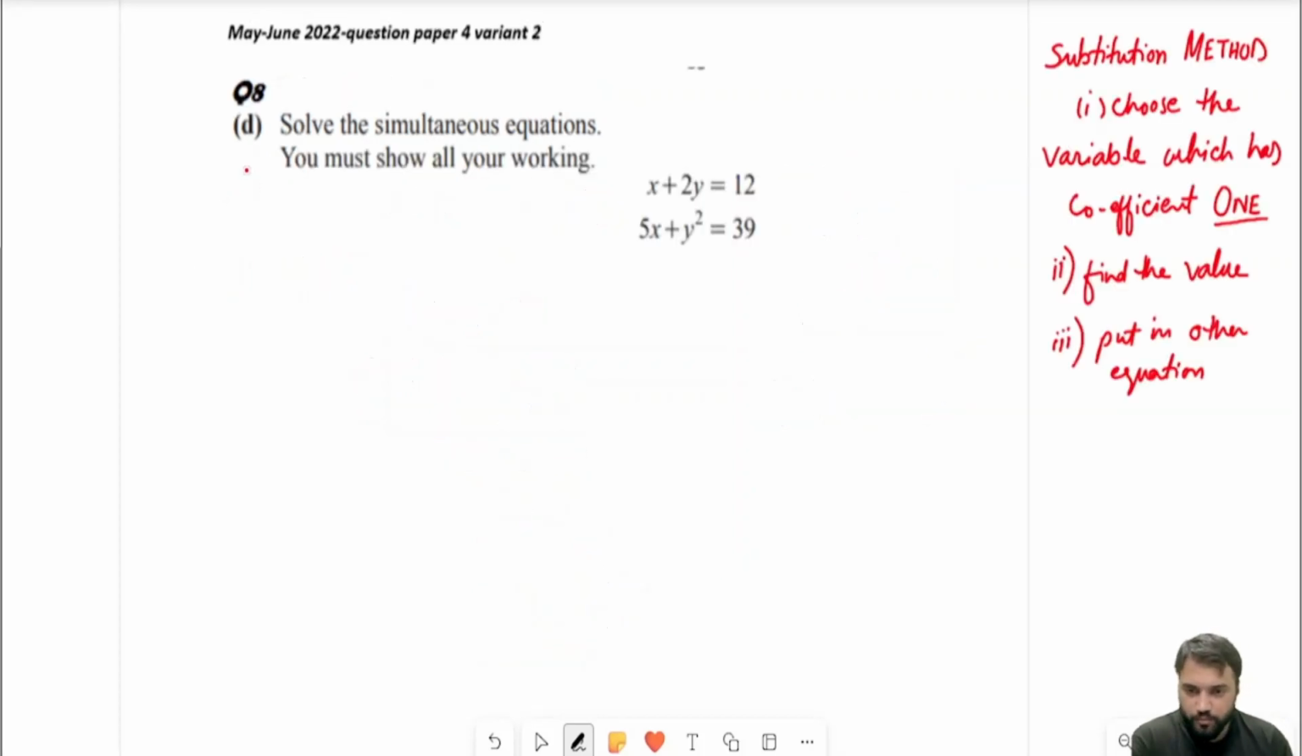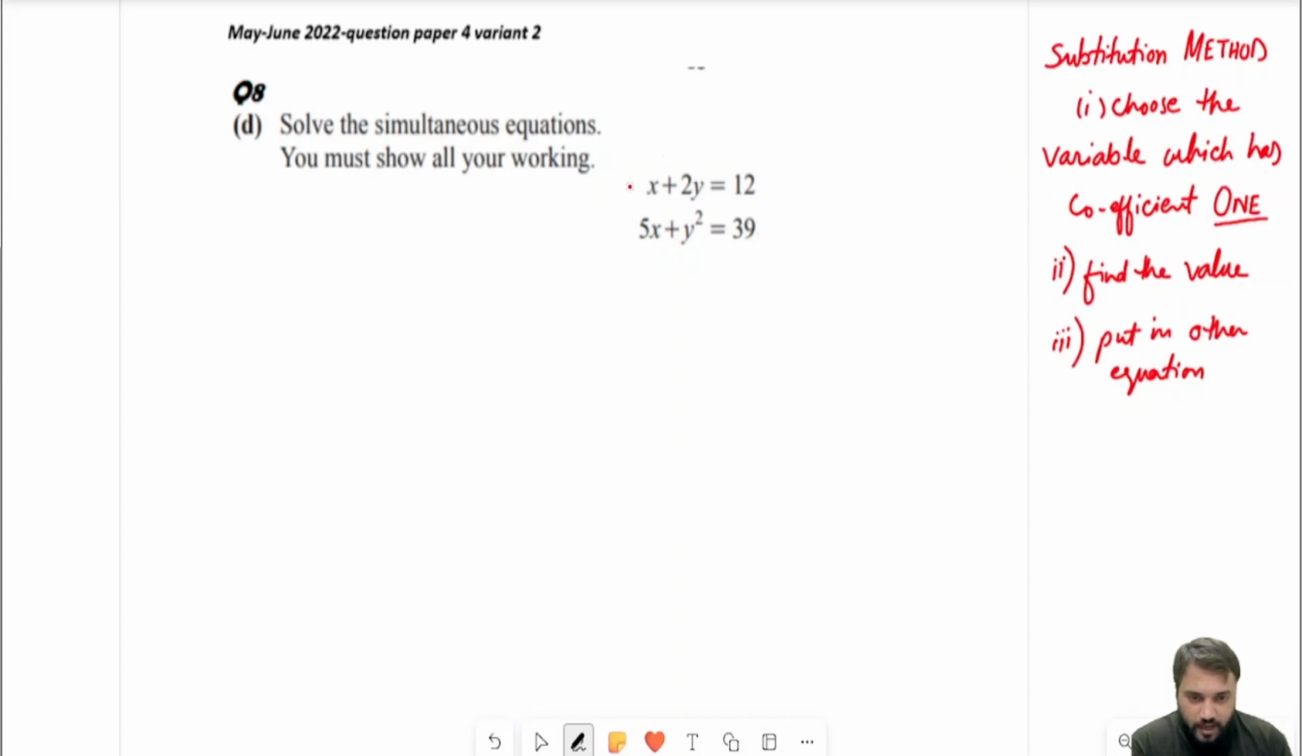Now we are moving toward non-linear simultaneous equations. Question 8, solve the simultaneous equations. You must show all your working. Again, it appeared in the 2022 question paper 4 variant 2. The question is x + 2y = 12, and 5x + y squared = 39.